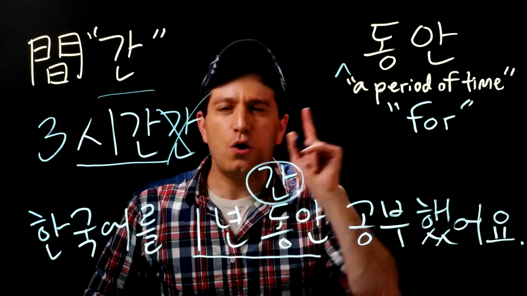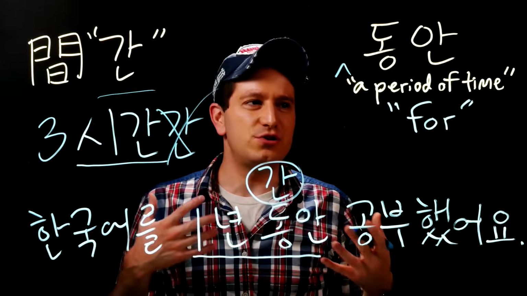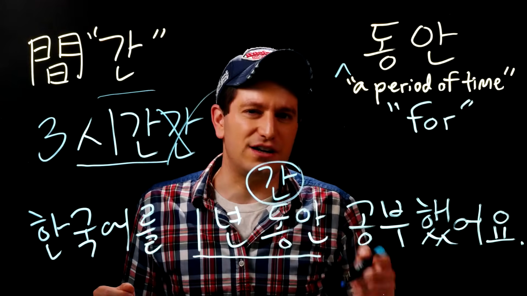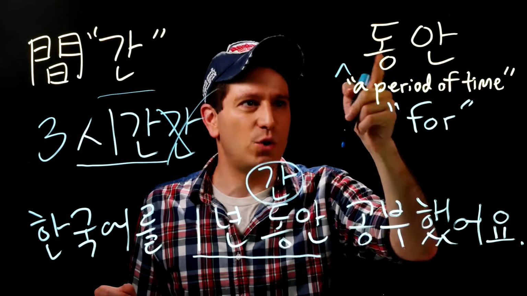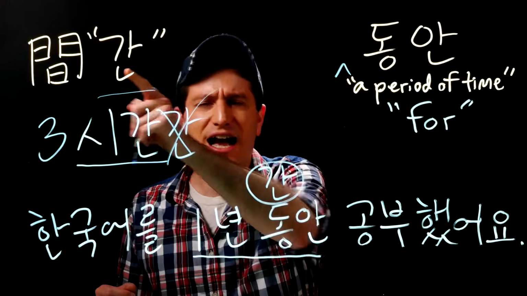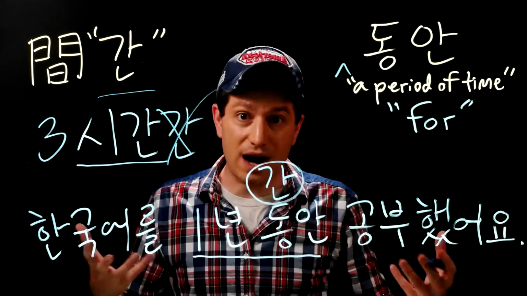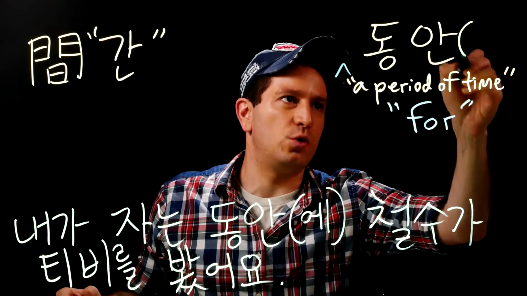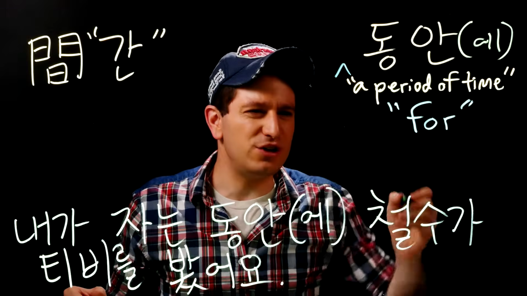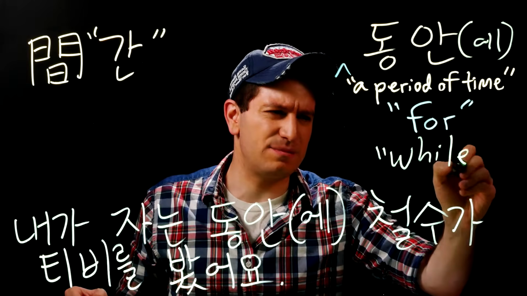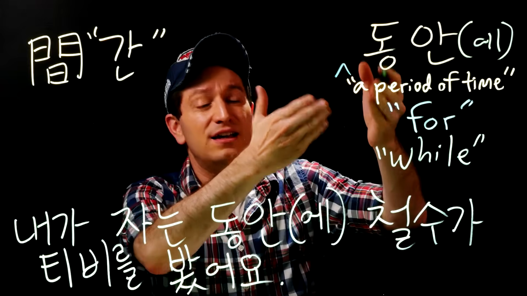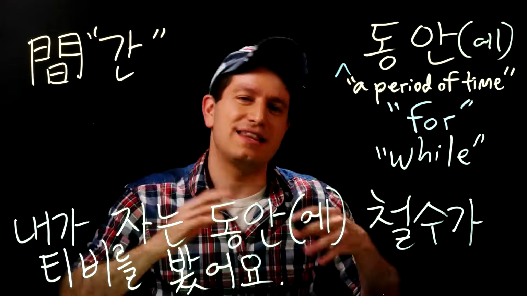However, although you can swap them when it's being used to mean a period of time, you cannot swap them in every situation because there's something else that 동안 can be used to mean that kan cannot. And that is a grammar form. Let me show you what I mean. Because 동안, or optionally 동안에, can also be used to mean while doing something. Literally, during the period of time when you do something, while you do something, that's what it means.